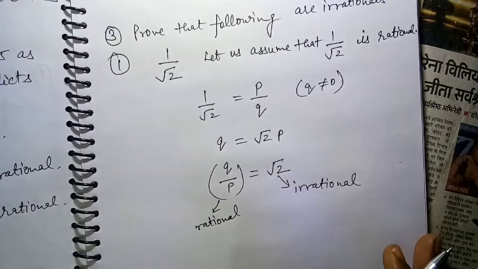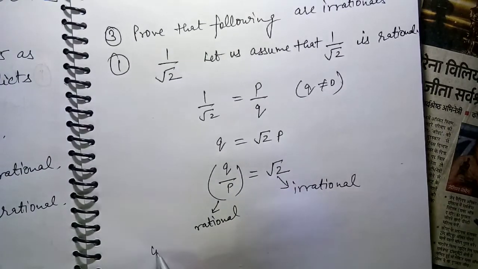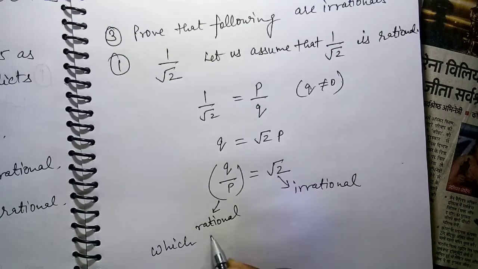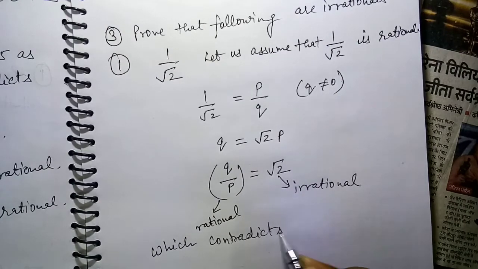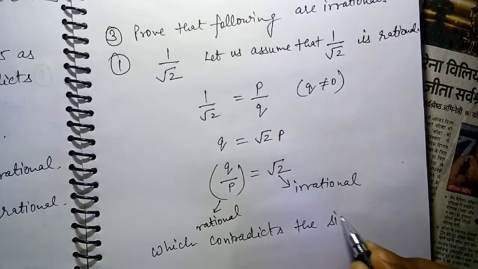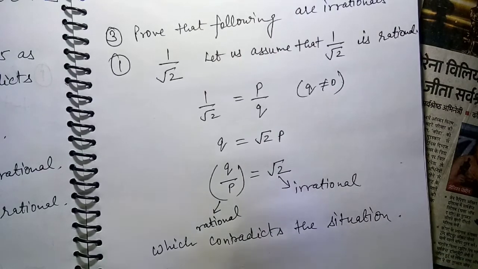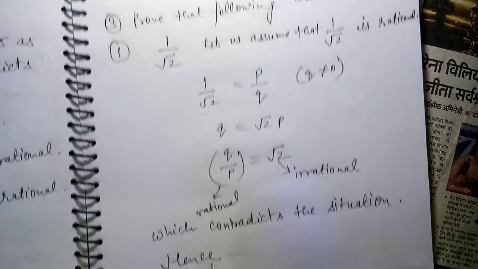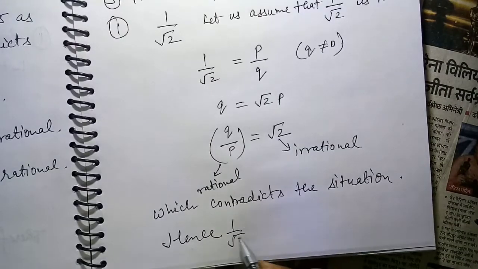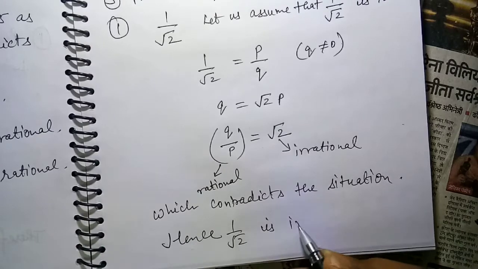Okay, which contradicts the situation. Hence 1 upon root 2 is irrational.